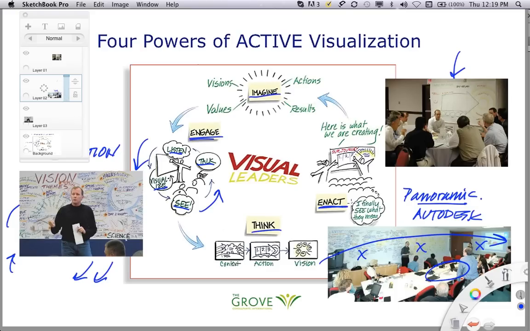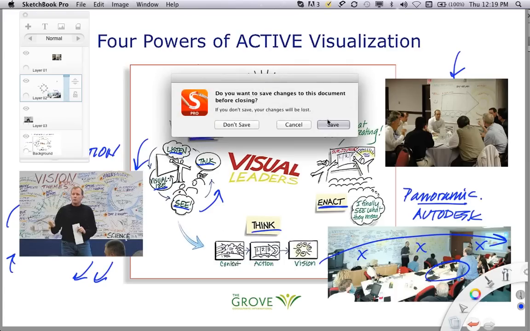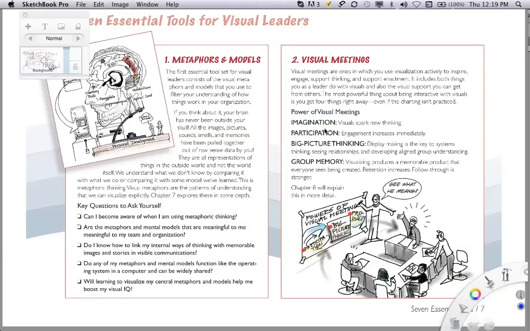Now, these 4 powers, the ability to support imagination, engagement, thinking, and action, are pretty much there from the moment you pick up a marker or work on paper or you ask a graphic recorder or facilitator to work with you. But you need to know what to ask for, and you need to know why this is important. So in Visual Leaders, I focused in on 7 tools which I think are essential for leaders.